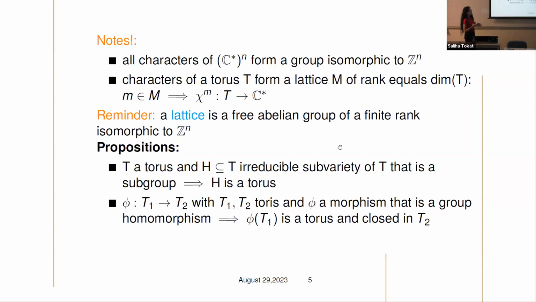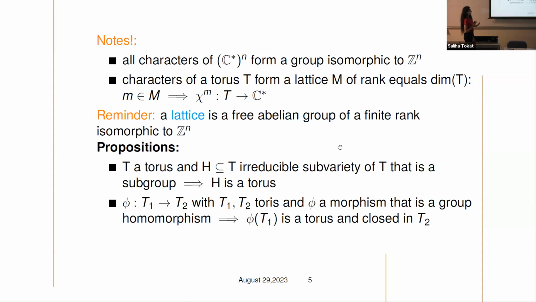Okay. Now we know that all characters of C star n form a group isomorphic to Zn, and characters of a torus T form a lattice M of rank equal to the dimension of T, which implies that chi M is from T to C star. A lattice is just a free abelian group of finite rank.